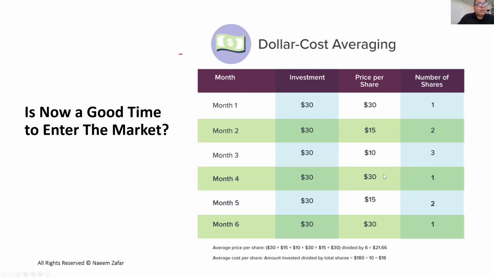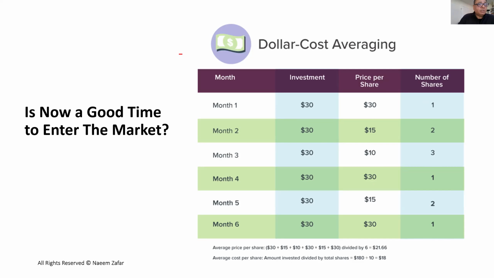If the stock price drops, you get more shares. In this example, you're putting in $30 every month. In the first month, you bought 1 share. The price dropped to $15, you got 2 shares. The third month it dropped again, you got 3 shares now. Then it went up to $30, you got 1 share. So your average will be better than just buying all up front and taking all the risk.